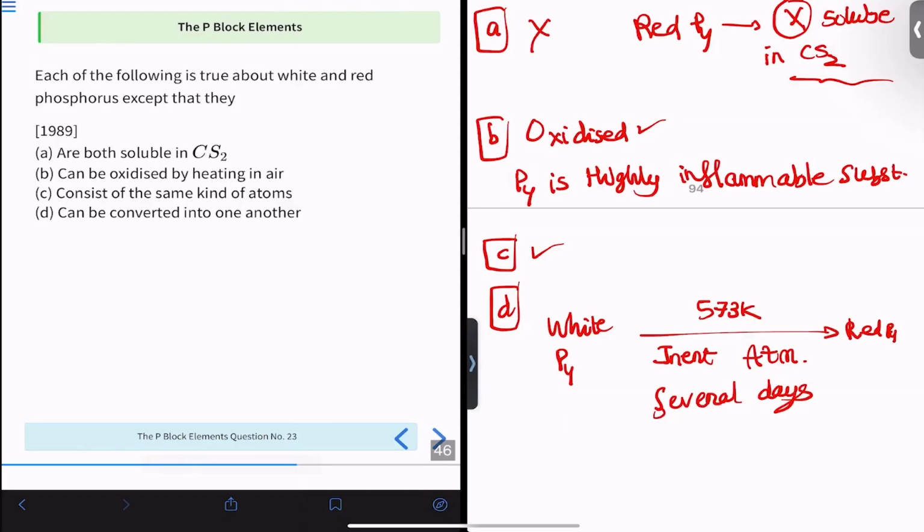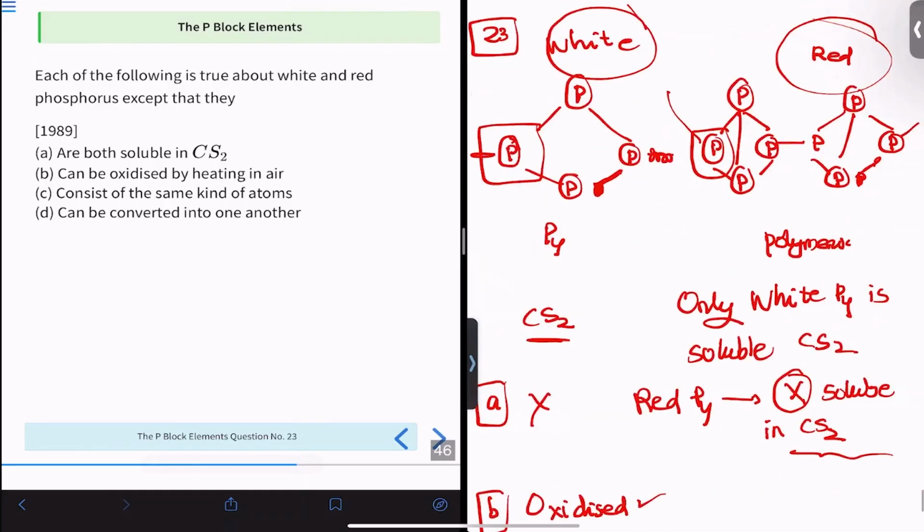Okay, white phosphorus can be converted to red phosphorus. How will you convert? By heating it at 573 Kelvin in an inert atmosphere for several days. Then you'll get red phosphorus. So option D is also correct. It can be converted. So we are left with only option number A, which is incorrect. So the answer is option number A.